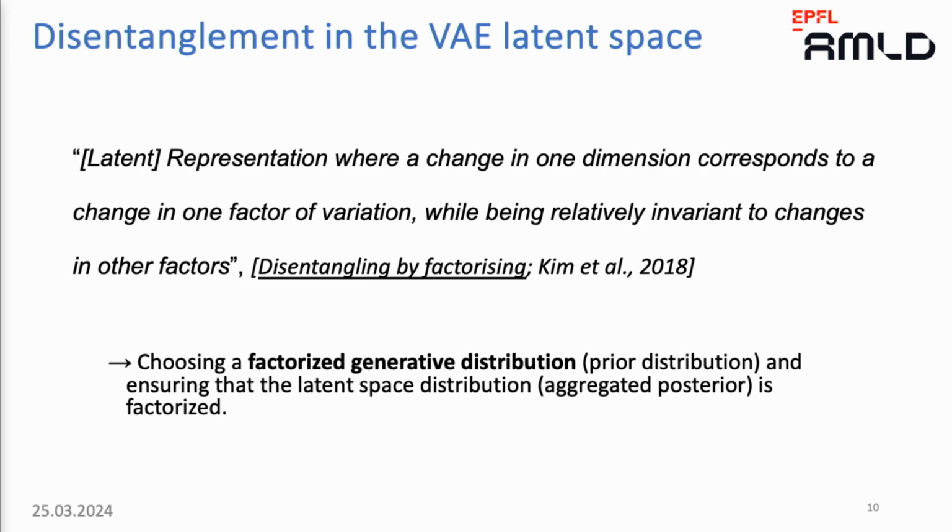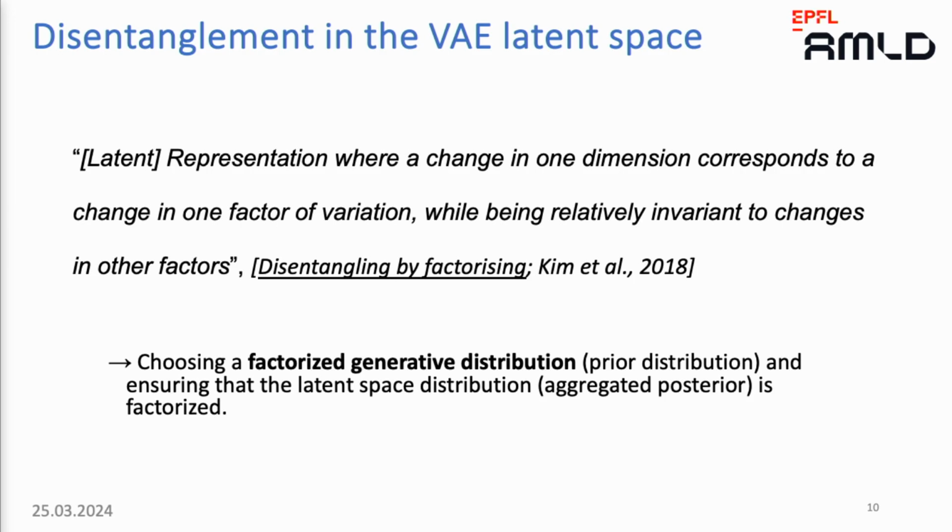But I found one cool definition in one of the papers I've read. This is a latent representation where a change in one dimension corresponds to a change in one factor of variation, while being relatively invariant to changes in other factors. So in other terms, disentanglement means that I should be able to build a latent space in my variational autoencoder where one dimension corresponds to one physical characteristic of the trajectory I'm generating. So that when I want to choose which characteristic of my trajectory I want to modify, I just have to modify one specific dimension in my latent space while keeping the other components of the vector constant. This is super hard to achieve, actually.